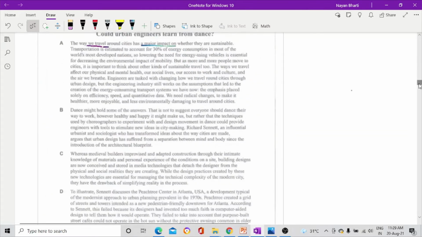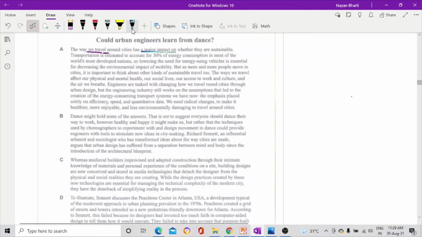Okay, now let's move to paragraph B. Dance might hold some of the answer, something related to dance for sure. That is not to suggest everyone should dance their way to however healthy and happy it might make us, but rather that the technique used by choreographers to experiment with and design movement in dance could provide engineers with a tool to stimulate new ideas.